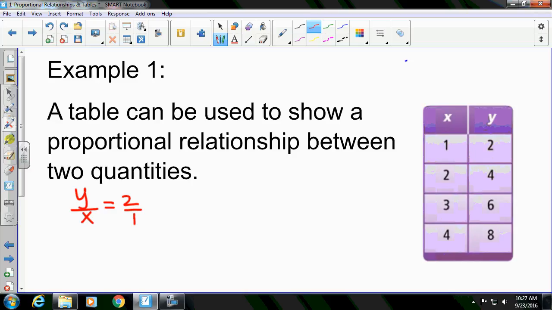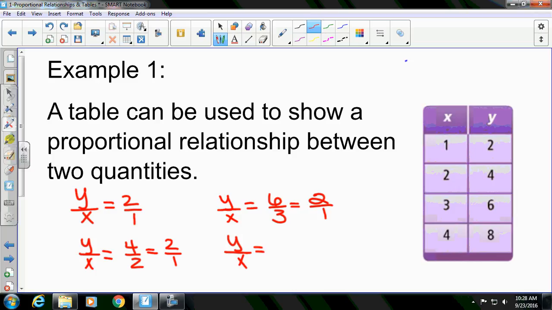Let's look at our second row. Y over x is 4 over 2, which I can simplify to 2 over 1. Our third row, y over x, is 6 over 3, which again simplifies to 2 over 1. The last row, y over x, is 8 over 4, which simplifies to 2 over 1. Because each row of y over x simplifies to the same ratio of 2 over 1, there is a proportional relationship between the two quantities.